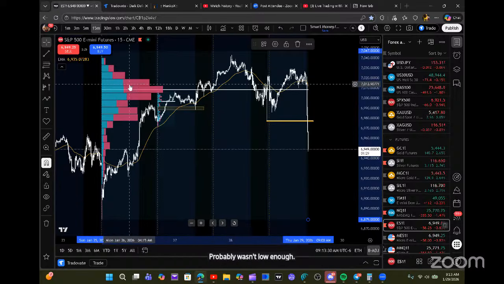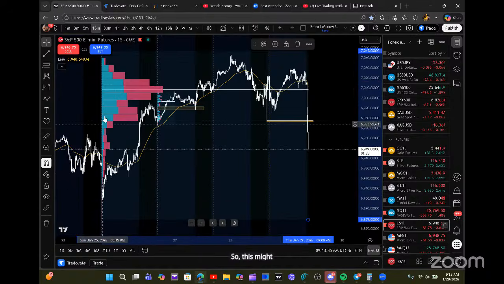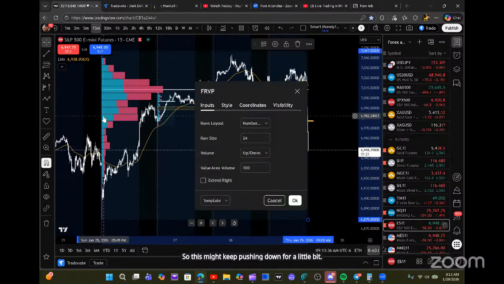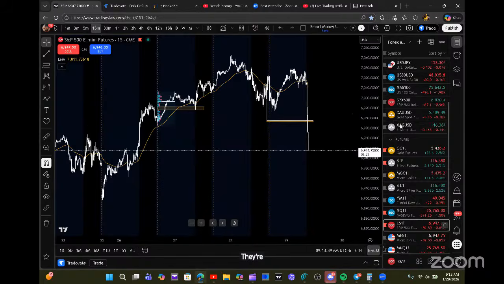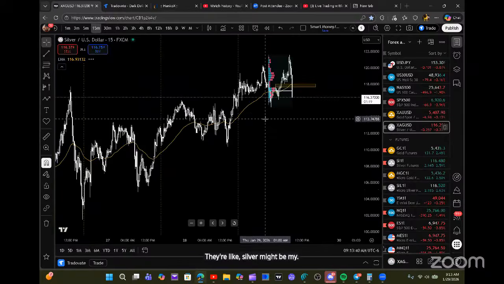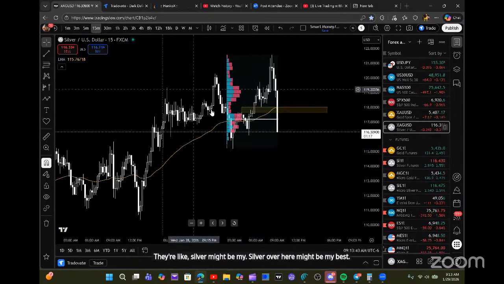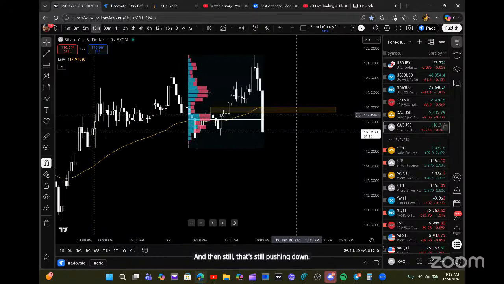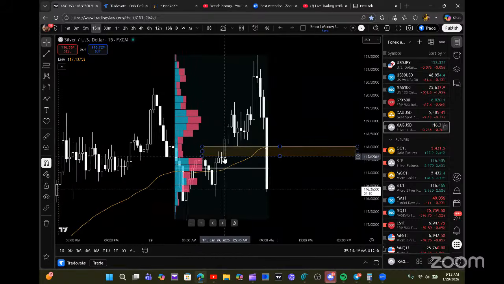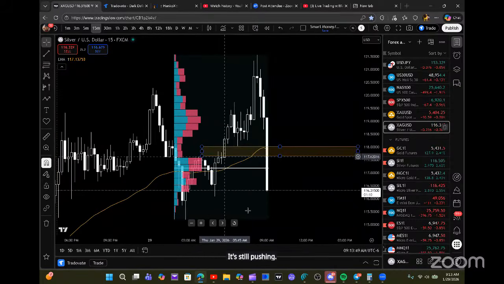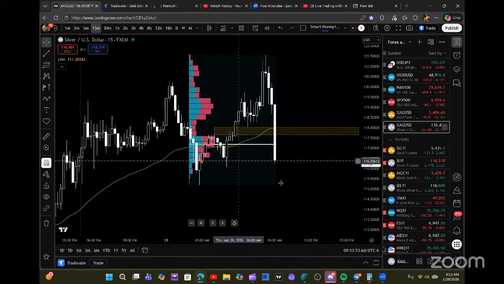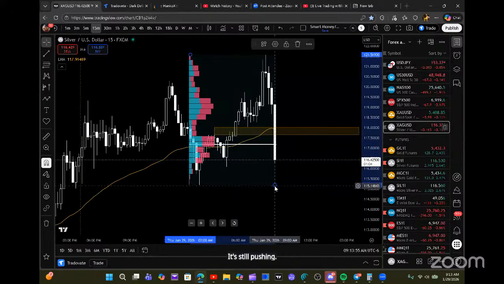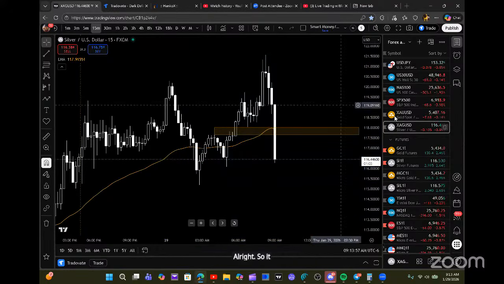So this might keep pushing down for a little bit. Looks like silver over here might be my best. And that's still pushing down. It's still pushing. So it looks like we're just in a whole pattern right now, y'all.